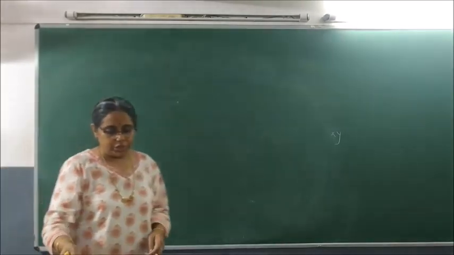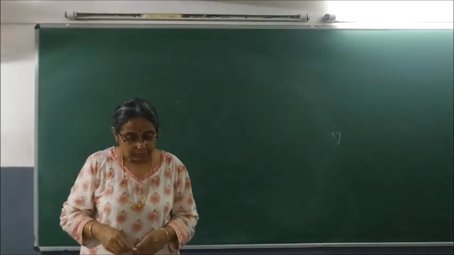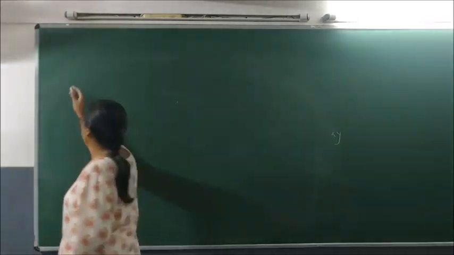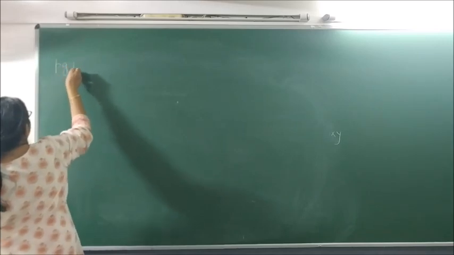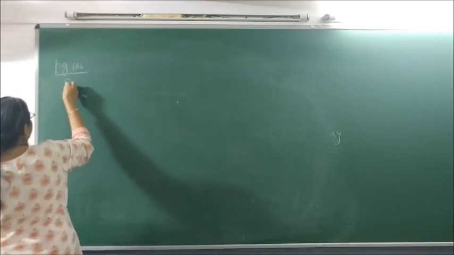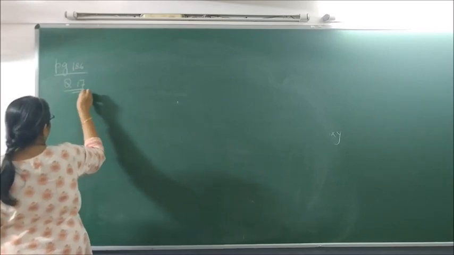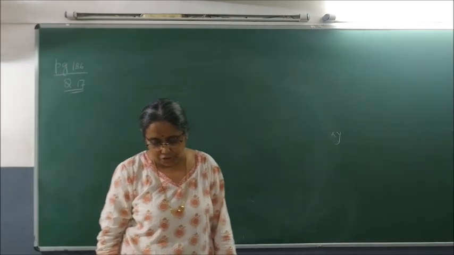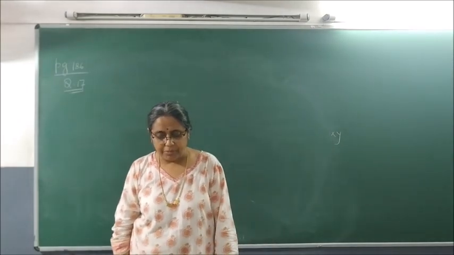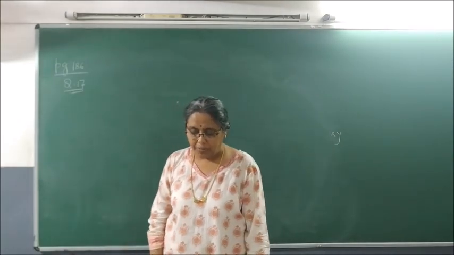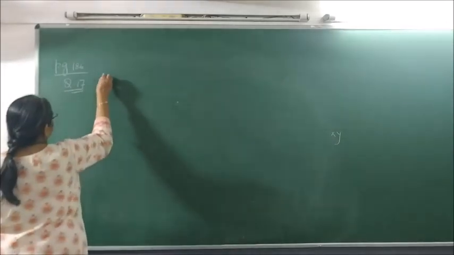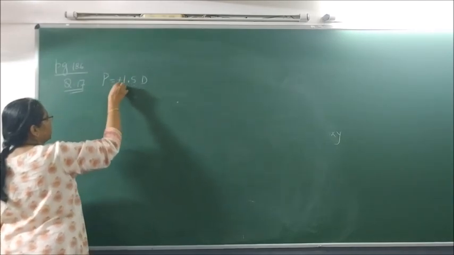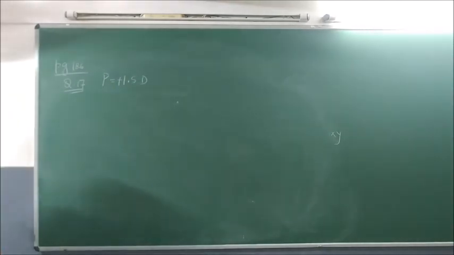We will start with question number 17. A doctor has prescribed a corrective lens. I am writing here page 186, question number 17. It is an exercise question. A doctor has prescribed a corrective lens of power plus 1.5D. So power is 1.5 diopters. Power is plus 1.5 diopter.